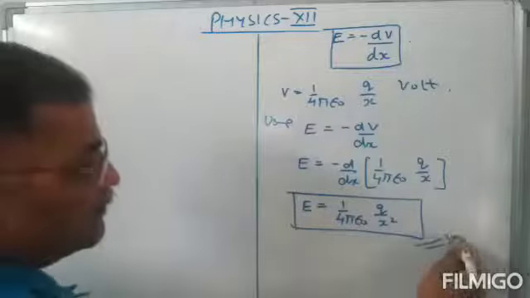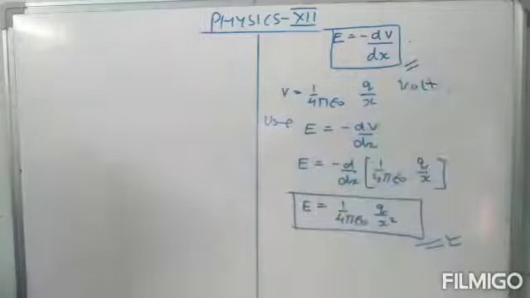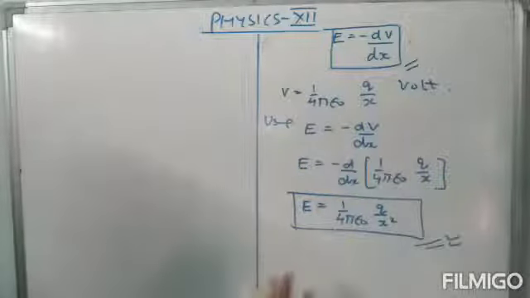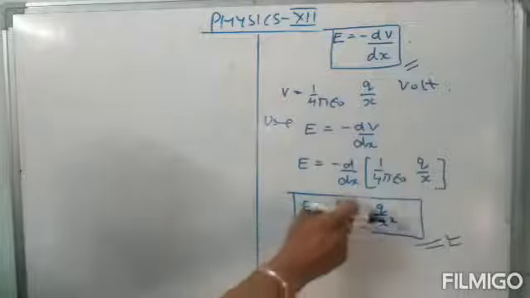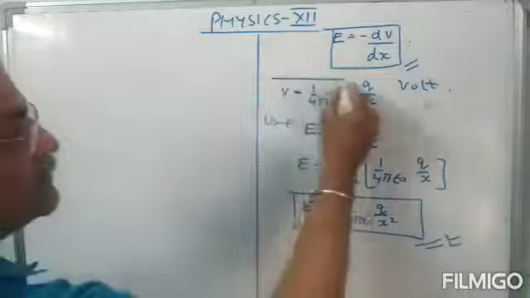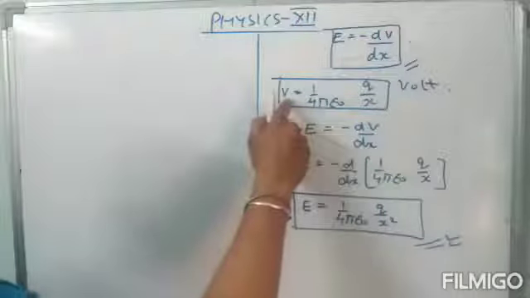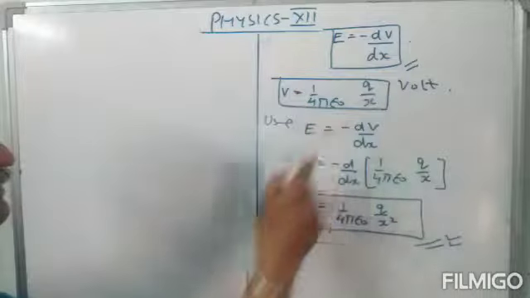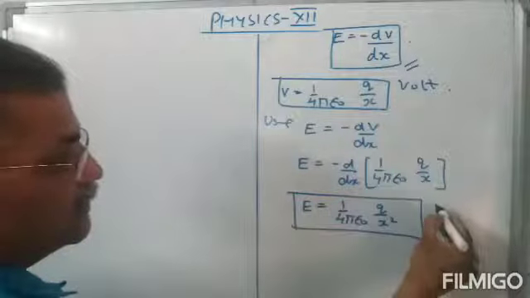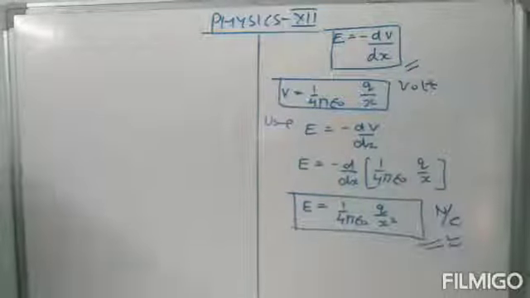Why am I doing this? With the help of this relation, E is equal to minus dV upon dx, you can easily come to know about the electric field intensity at a point P. That is E is equal to 1 upon 4 pi epsilon naught q upon x square. Now compare this: for potential it's q upon x, for intensity it's q upon x square. Keep this in your mind. Unit is volt, unit is Newton per coulomb. Coming on to the next part.